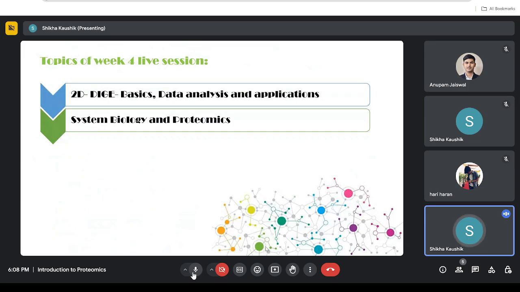In today's session, we will be covering 2D differential gel electrophoresis. It is basically an advancement of two-dimensional gel, and we'll talk about the basic data analysis and application of this particular technique. Then I will talk a little about systems biology and proteomics, and definitely we're going to do the previous year question paper.